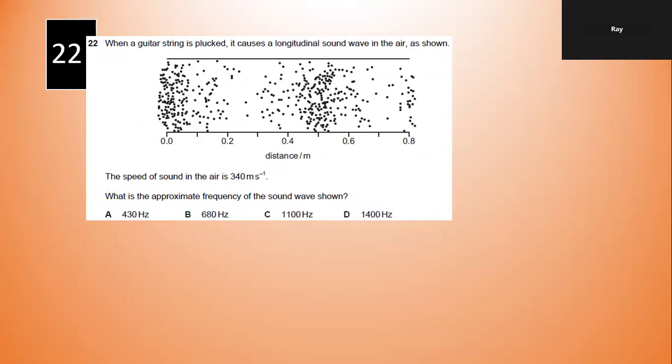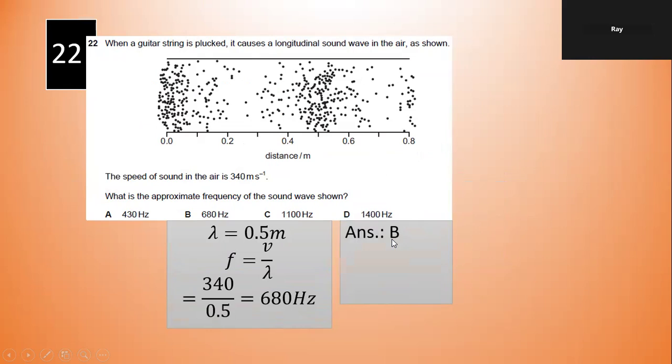How about this one? This is compression, reflection is around here. This one should be B. From compression to compression is the wavelength, right? 0.5.